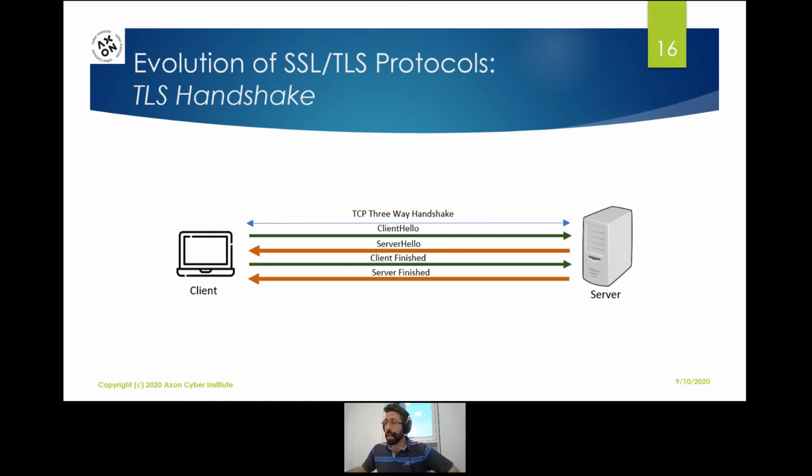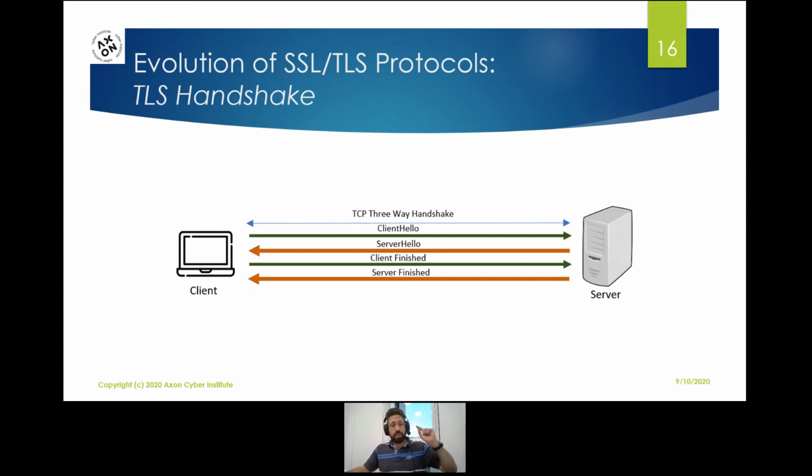In TLS 1.3, client finished and server finished are encrypted. But in TLS version 1.2 and before, these are not encrypted. Only after server finished does the encrypted data stream take place.